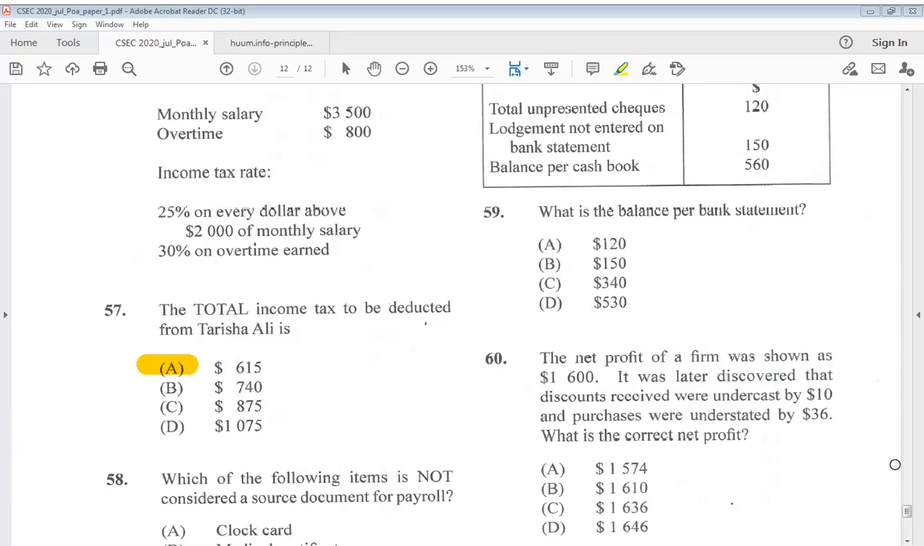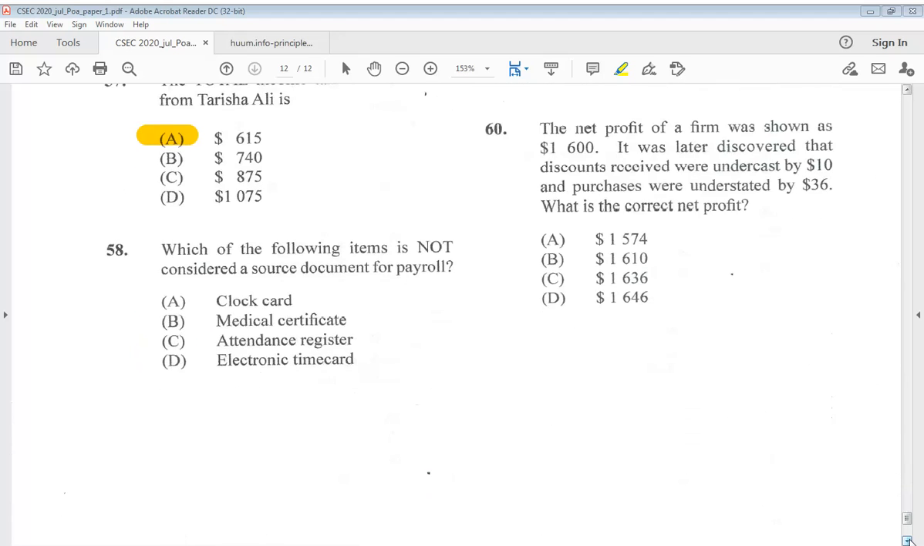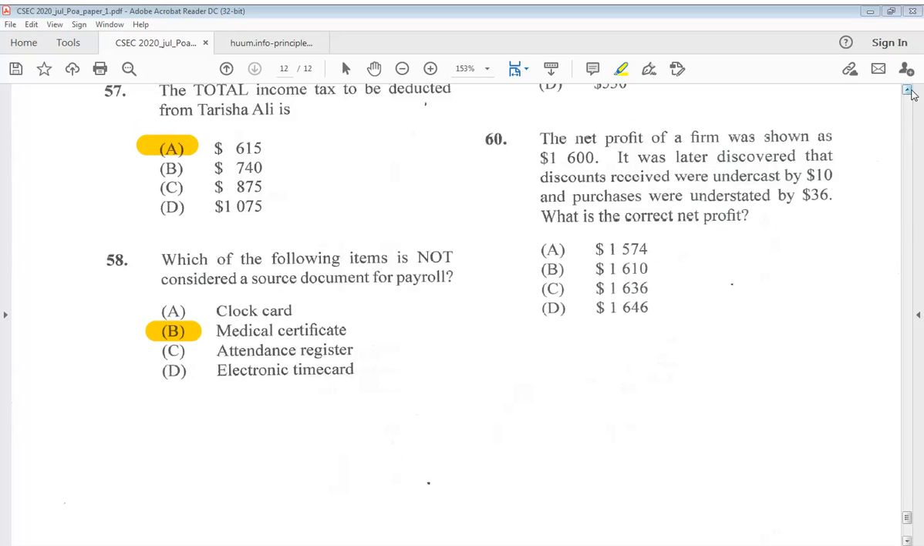58 says, which of the following items is not considered a source document for payroll? A. Clock card. B. Medical certificate. C. Attendance register. Or D. Electronic time card. We know the answer is B. Medical certificate.